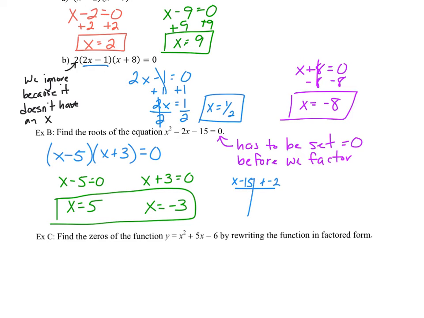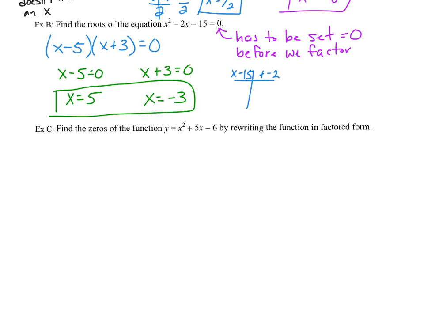Okay. So example C. It says find the zeros of the function y equals x squared plus 5x minus 6 by rewriting the function in factored form. So what that's saying is it wants you to solve to find the zeros by first factoring it, which is factored form. So the first thing I need to do is set it equal to 0. So I'm just going to replace that y with 0. So I'm going to do 0 equals x squared plus 5x minus 6.